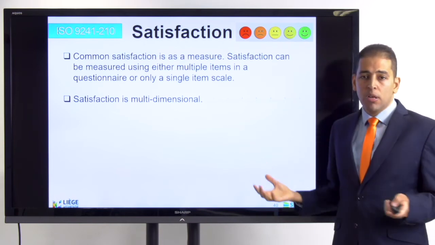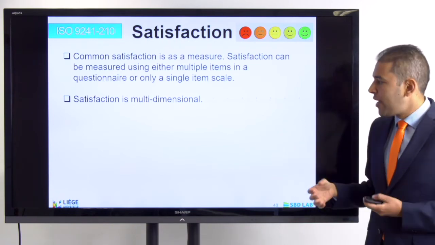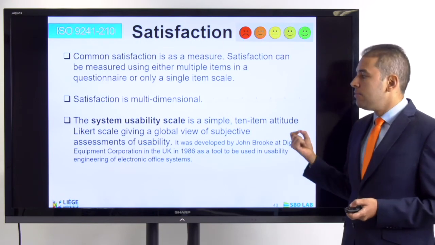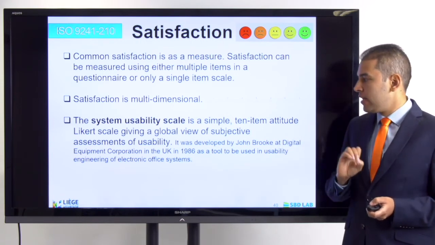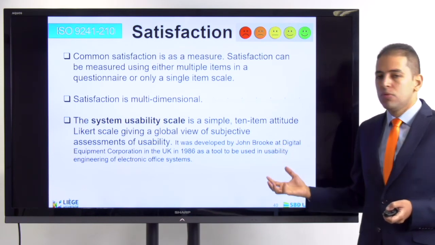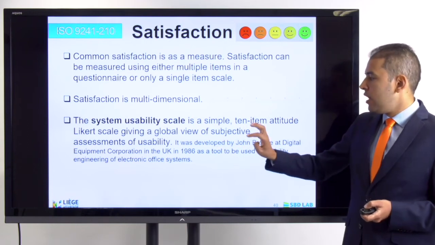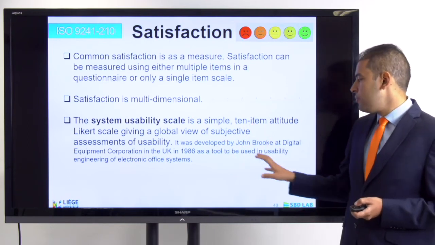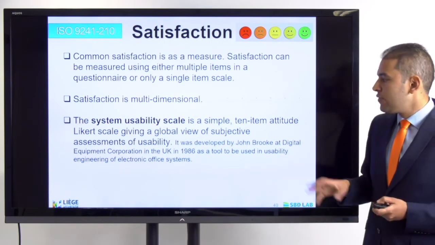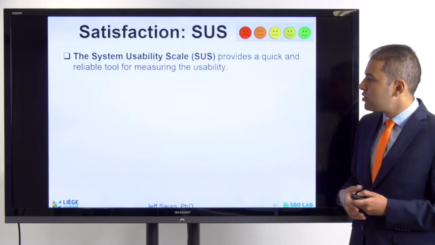So satisfaction is a multi-dimensional scale. It can vary from 1 to 3, 1 to 5, 1 to 6, 1 to 7, it depends. The System Usability Scale is a simple 10-item attitude Likert scale test that gives a global view of the subjective assessment of usability. It is a very famous test. I recommend you to use it. It was developed by John Brooke at Digital Equipment Corporation in the UK in 1986, and it's a very famous test that can be done very quickly to measure usability.